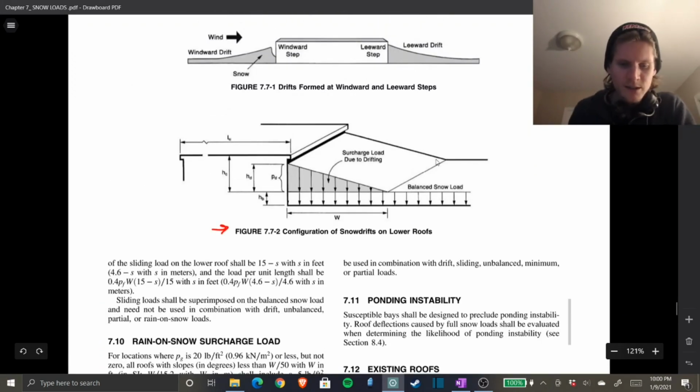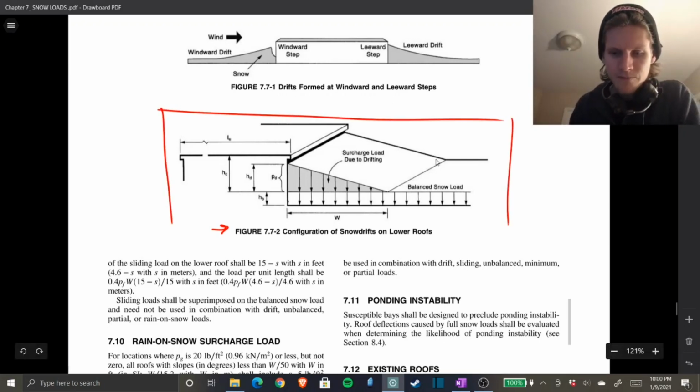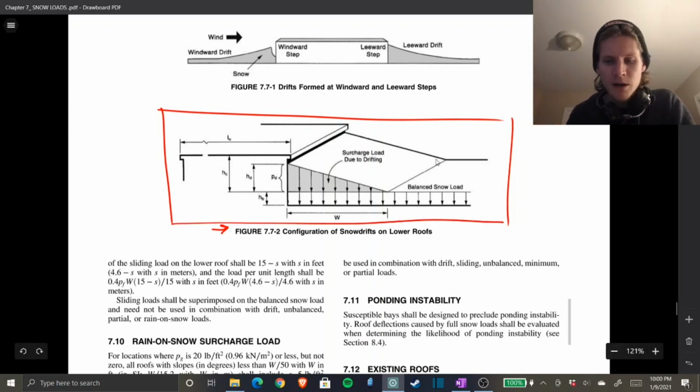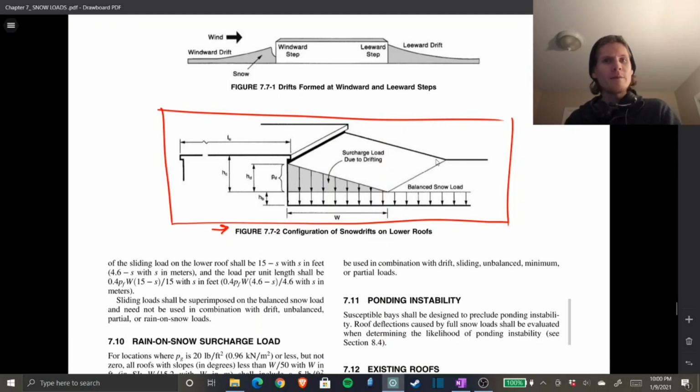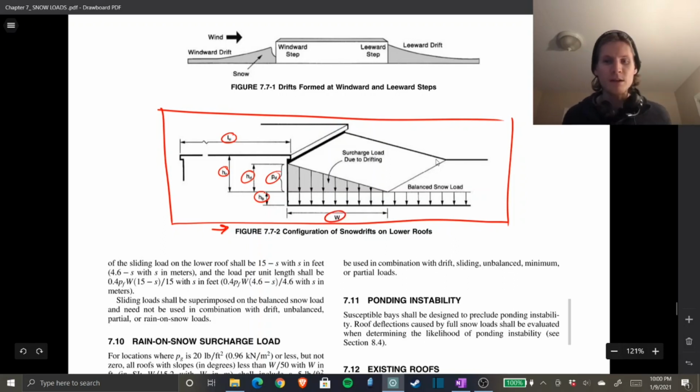This figure right here, 7.7-2, this is what we're doing right now for the rest of the day. I know it shows a high roof and a low roof, so that's another drift condition, but we have a parapet, and when we went to the parapet section, it told us we would design just like we would if we had two different height buildings where we're designing the drift for that condition. So this applies to both, and we need to find all these guys. L sub U, we found. You have H sub C, H sub D, P sub D, H sub B, and W. All of those things we're going to be finding.